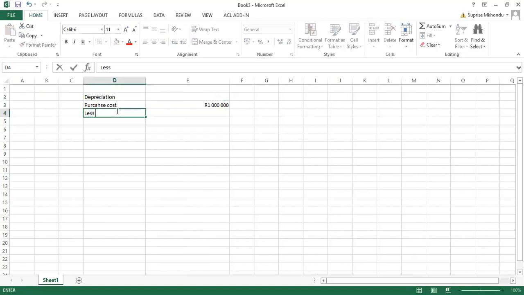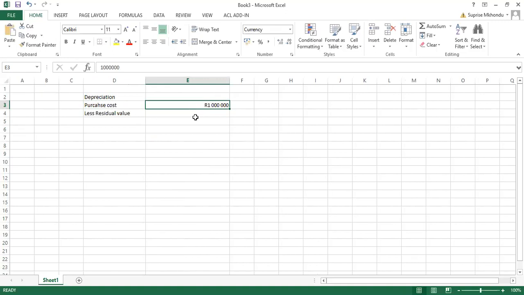Less residual value. You remember this part. How much is residual value? In case depreciation is not given, 50,000. The residual value is how much? 50,000.